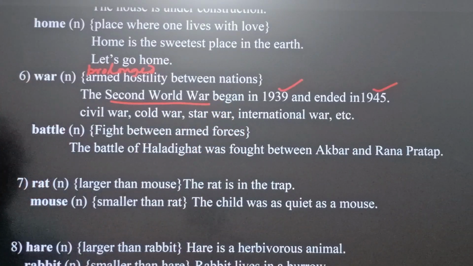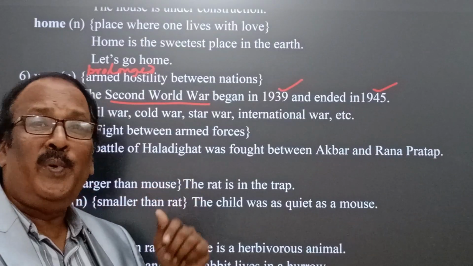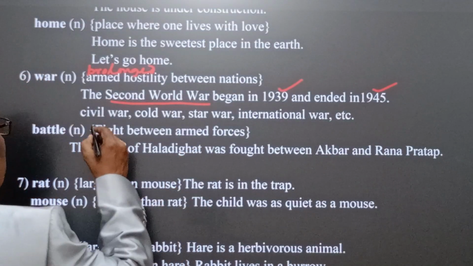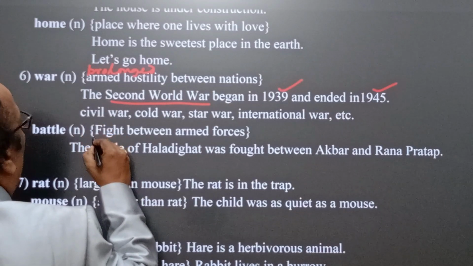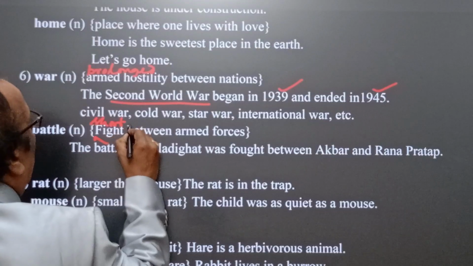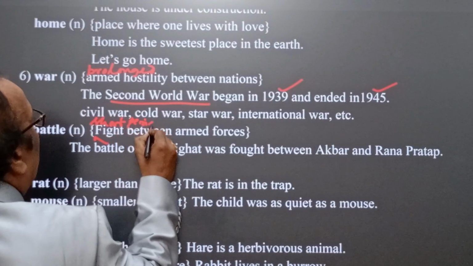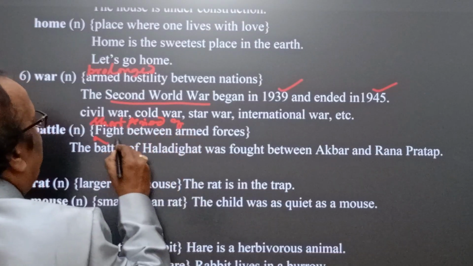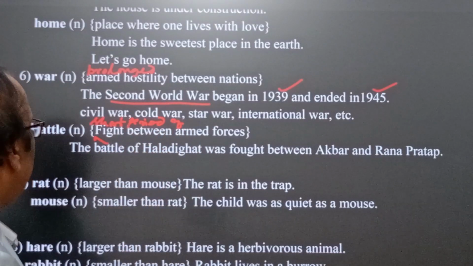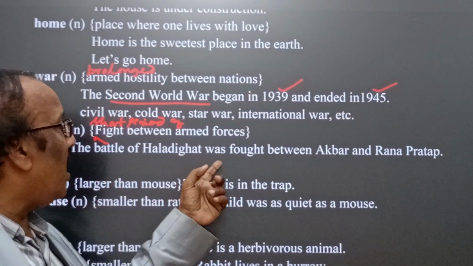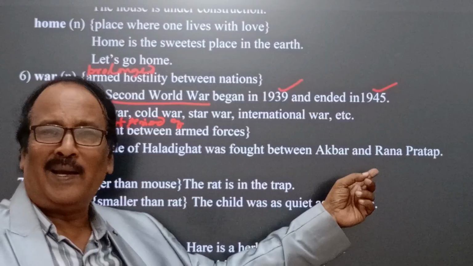Okay. Now come to battle. Battle is a short period of fight between armed forces. War is a prolonged period, whereas here we find a short period of fight between armed forces. This is battle. For example, the Battle of Haldighat was fought between Akbar and Rana Pratap.